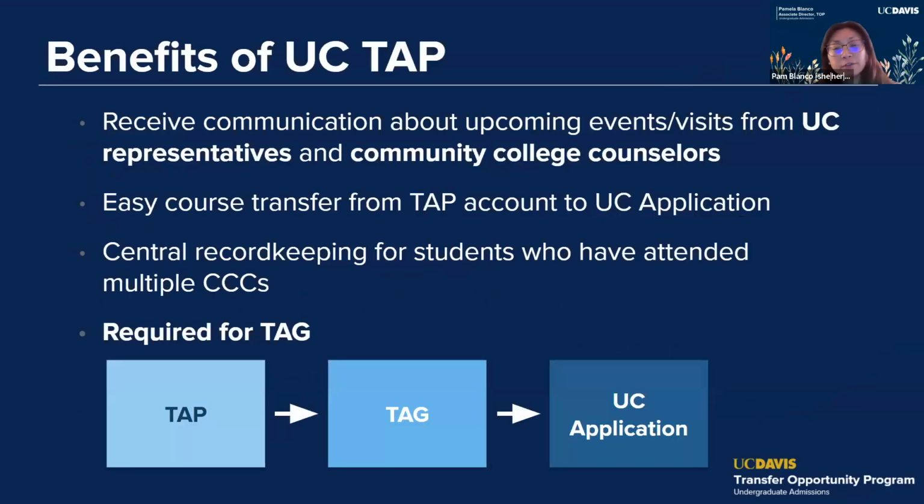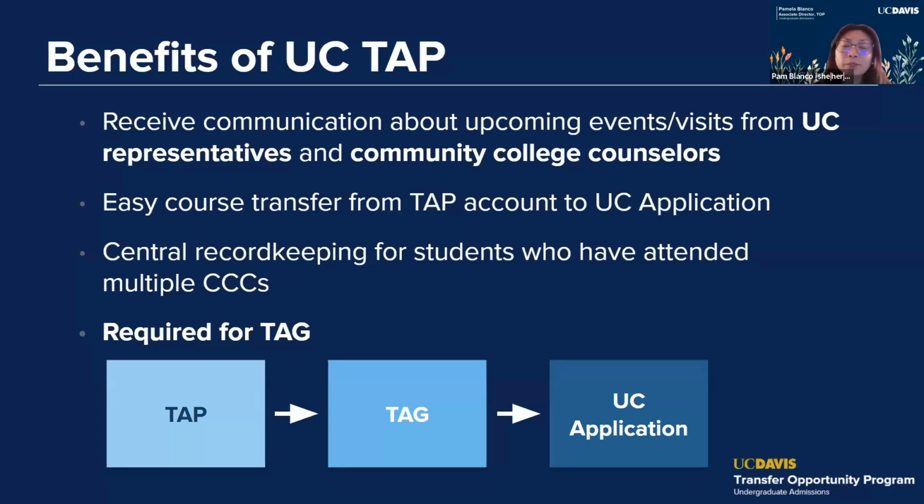Different benefits of having a UC TAP. You can receive communications from us, for example, from TOP. We're able to send you reminders or newsletters, or invitations to different events. You can track your progress. You can import your UC TAP into your UC application when you're at that point to submit the UC application. We encourage you to select which UC campuses you're interested in. You can always add or remove schools that you're interested in. Nothing is set in stone.